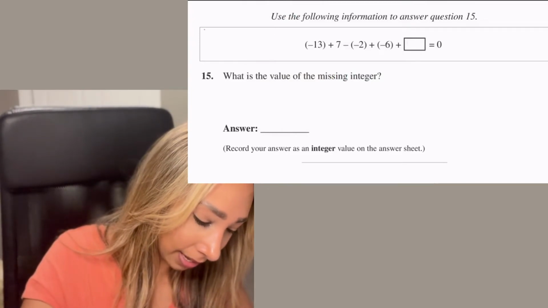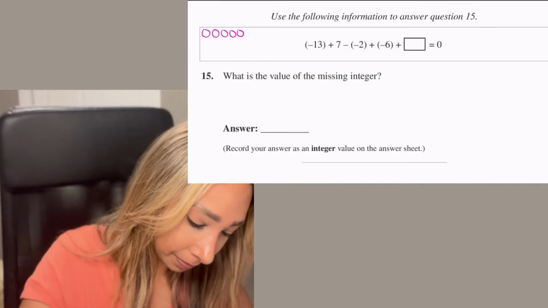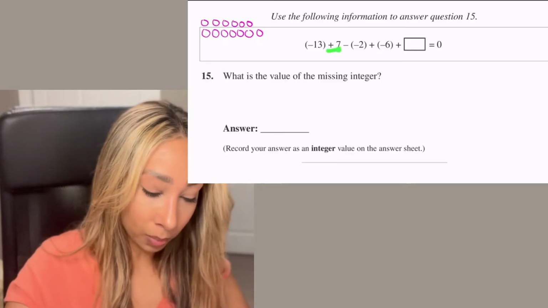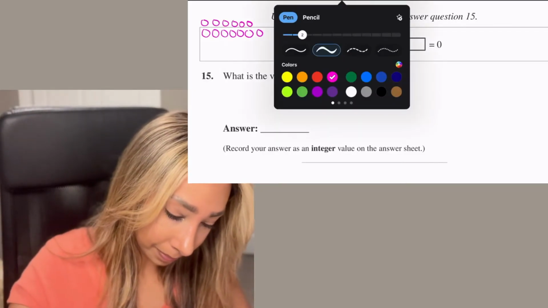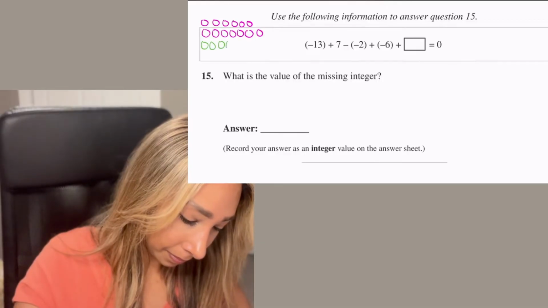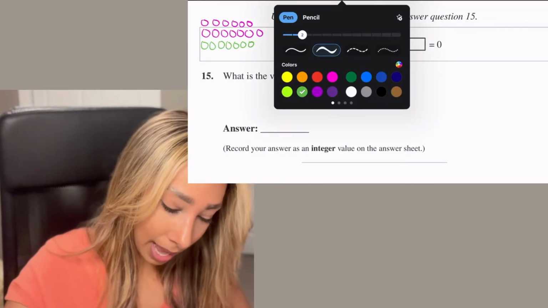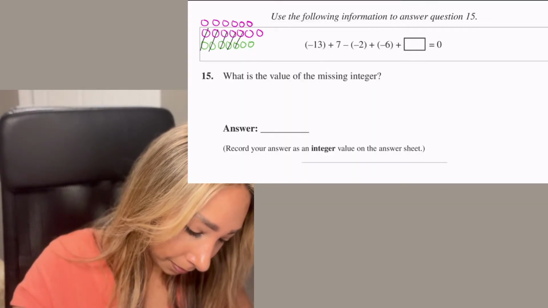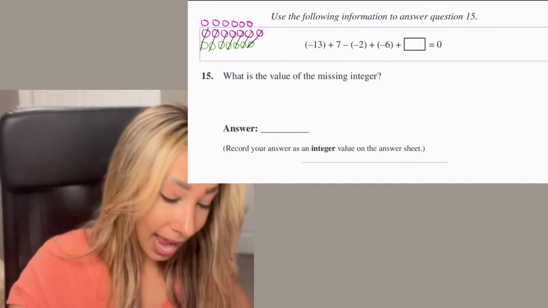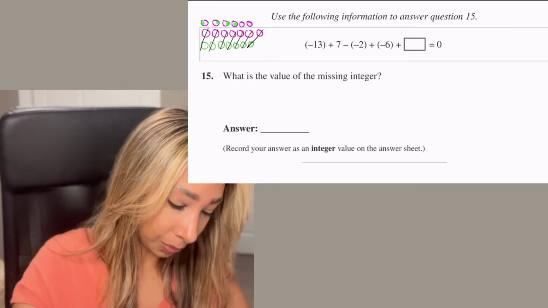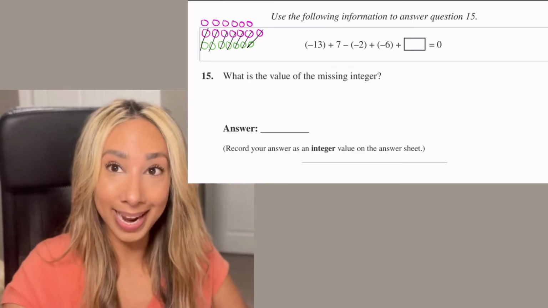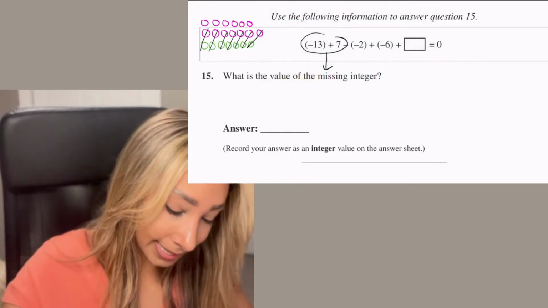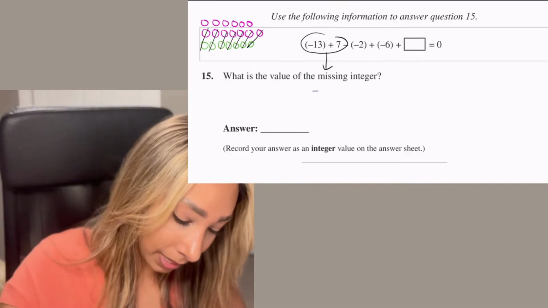We're going to draw out -13 tiles, and then we're going to add +7 to that. What's going to happen, of course, is the positive and negative are going to cancel. And what am I left with? I'm left with 1, 2, 3, 4, 5, 6, and that's going to be negative. So by combining these two, -13 plus +7 gives me -6.